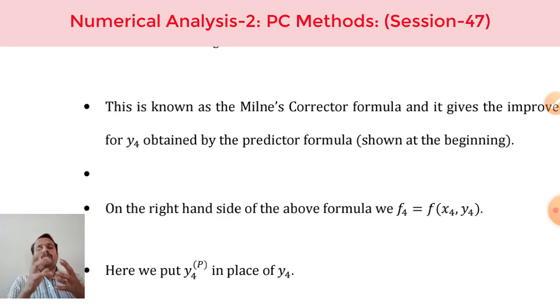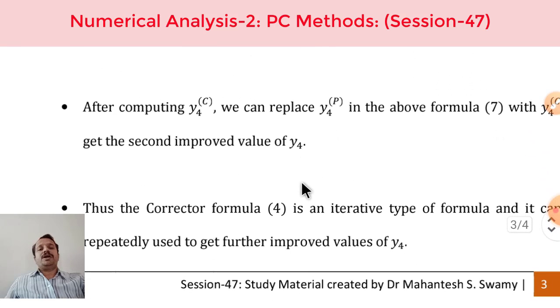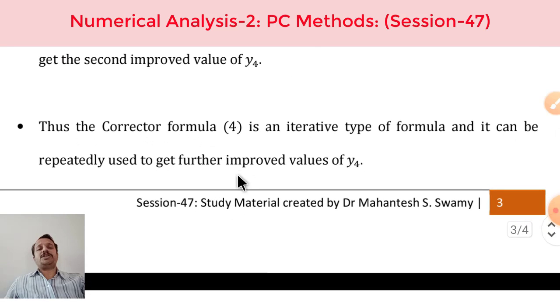That is, we can expect more and more accurate answers for y4 from this corrector formula if we apply it repeatedly, and in each step we will use the previously iterated value to get the new value of y4. So this is how it proceeds, and this process must come to an end ultimately. What is the time to stop the iteration process?